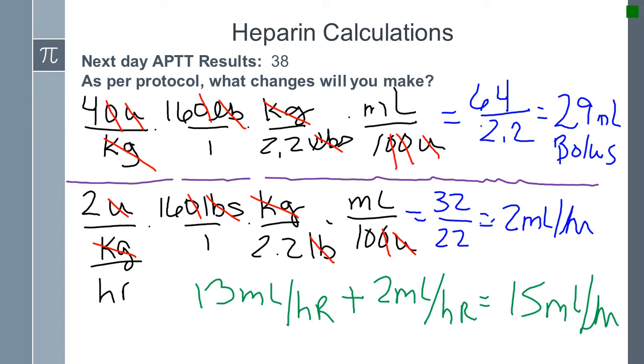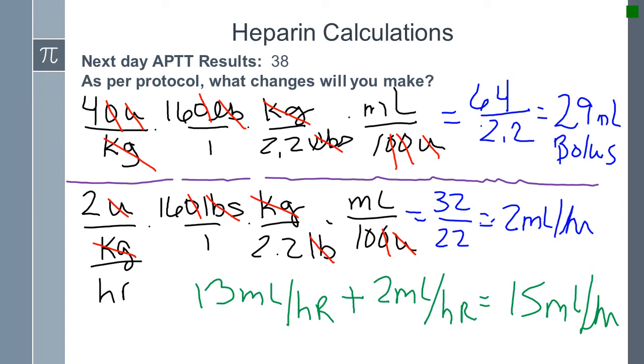Then our protocol tells us that we need to increase our rate by 2 units per kilogram per hour. So we're going to have to figure that out. So now we're going to do 2 units per kilogram per hour for 160 pounds. Kilogram is 2.2 pounds.